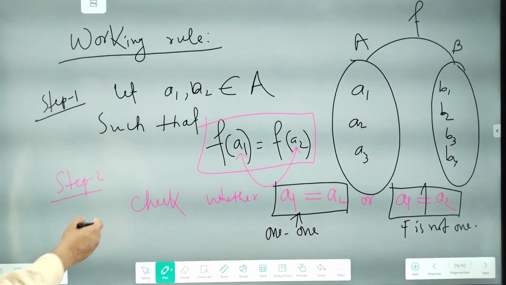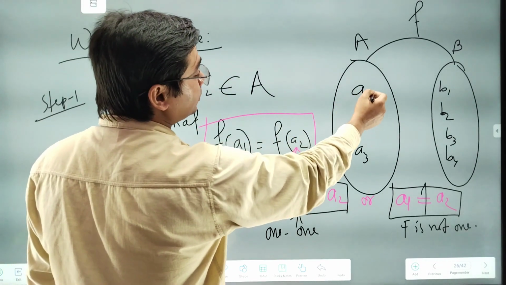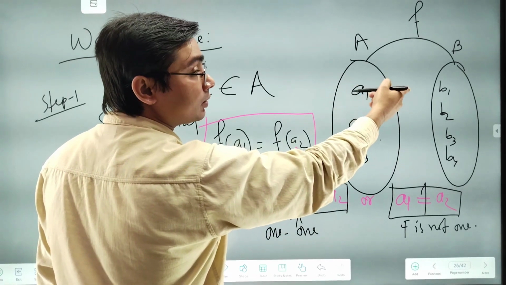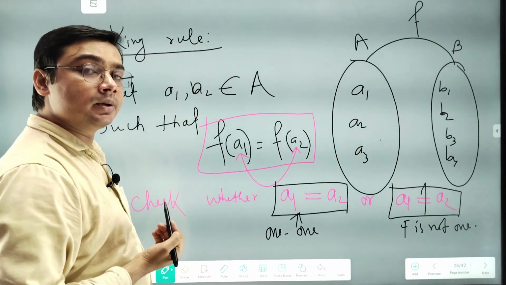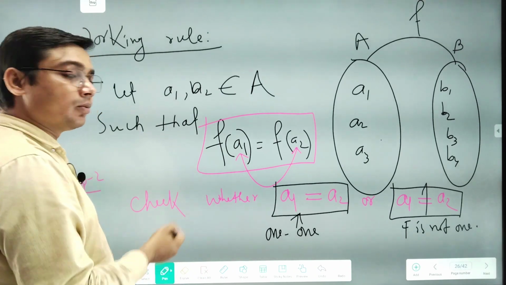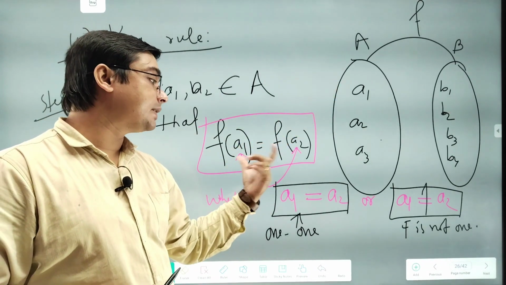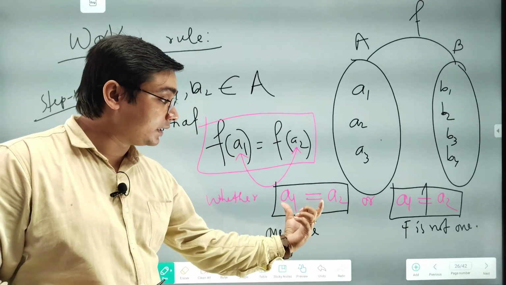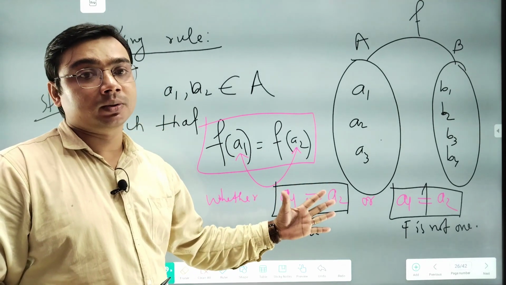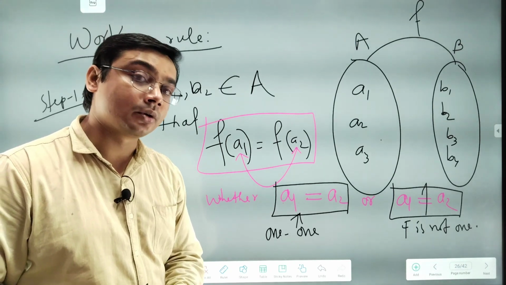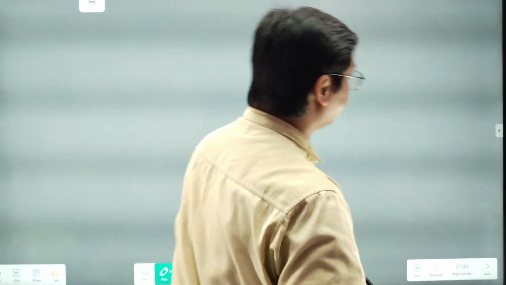You see what we do: first you consider any two elements from this set, and also you consider their images are equal, and from this you just check whether a1 and a2, that means whether these elements, are equal or not. If we get they are equal, then we call the function one-one, otherwise we call the function not one-one. Yes guys, so I will take an example.